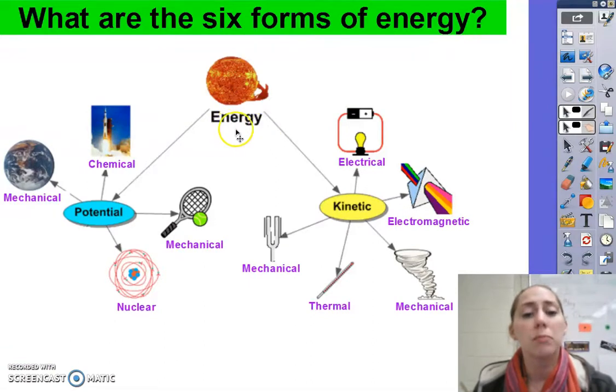You know that energy can be divided into 2 types, potential and kinetic, but from there it can be further subdivided into 6 forms of energy. We've got mechanical energy, chemical energy, nuclear energy, electrical energy, electromagnetic energy, and thermal energy. Let's look at these each a little bit more in depth.